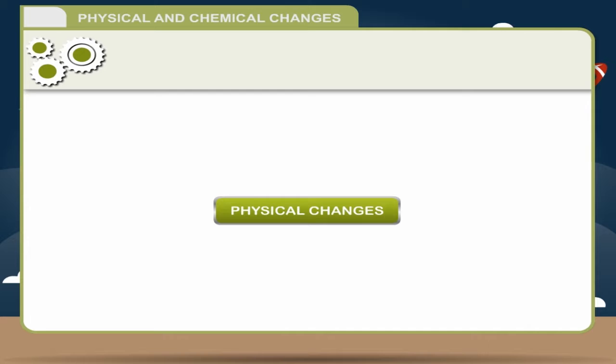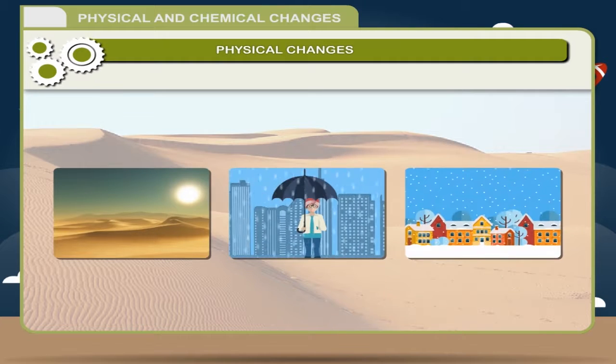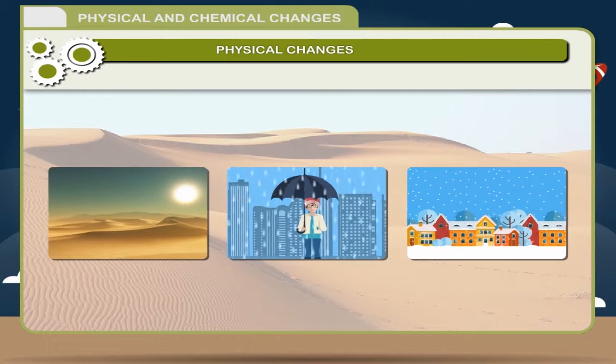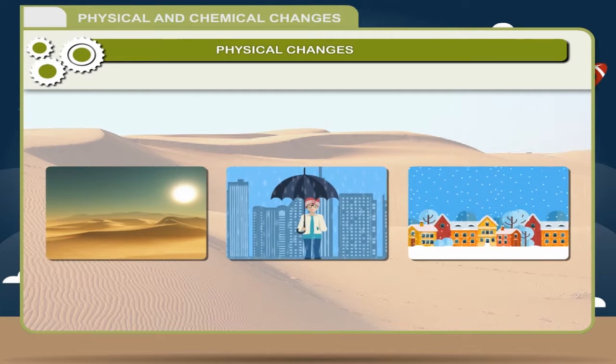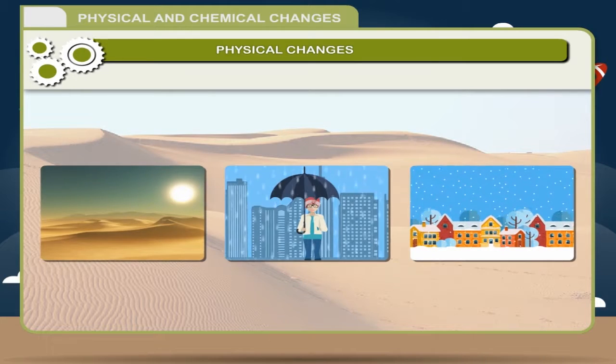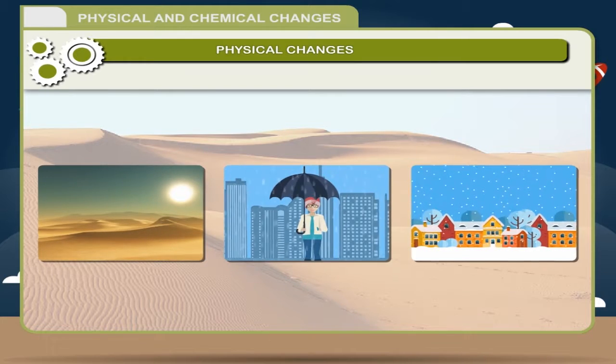Physical changes. Physical changes are most common phenomenon observed in nature. A lot of them occur around us, and we experience them in our daily life. Some of them are described below.